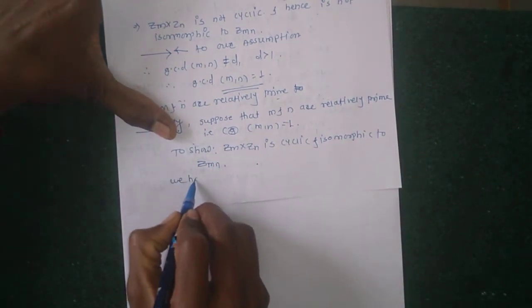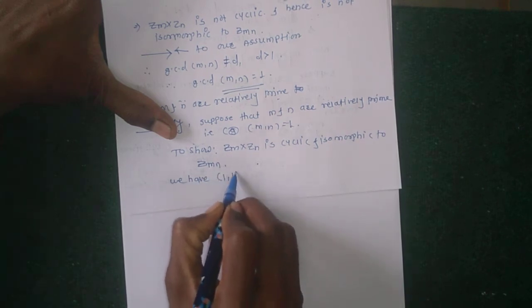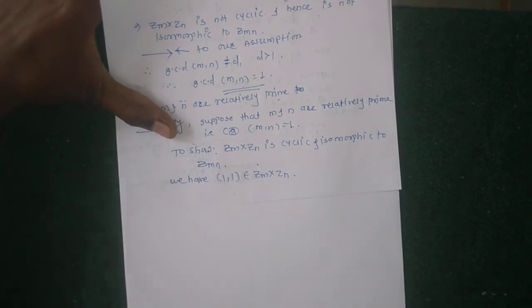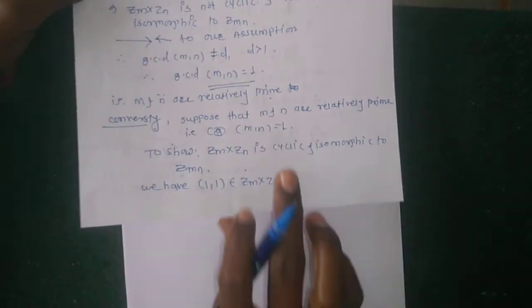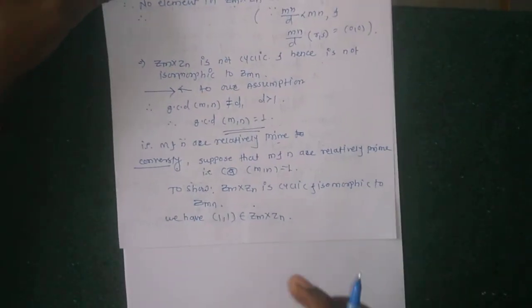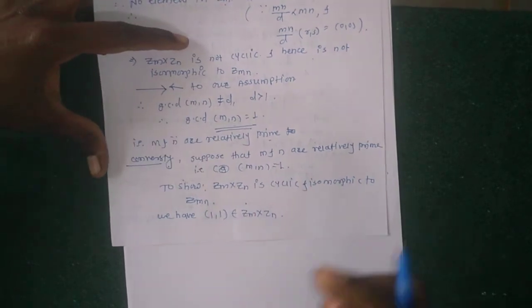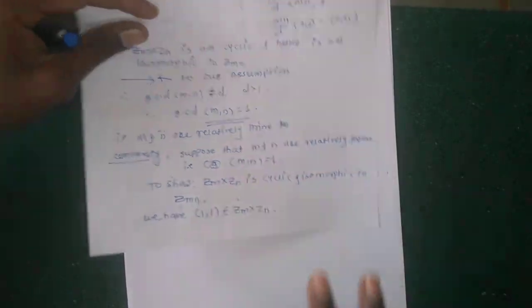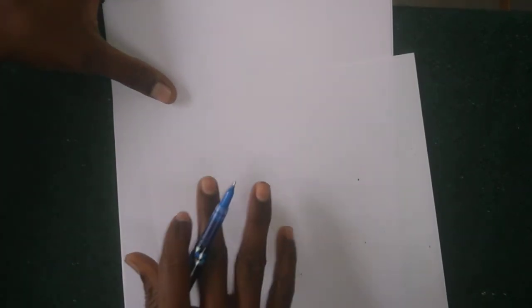We have (1,1) belongs to Zm cross Zn. To show Zm cross Zn is cyclic, we need to show that it has a generator. Choose one element from Zm cross Zn, which is the ordered pair (1,1). This element is chosen from the set Zm cross Zn.